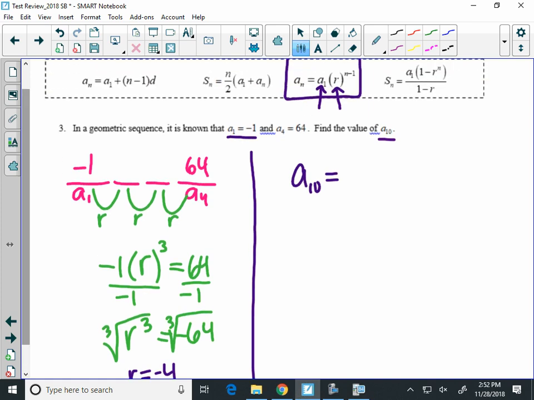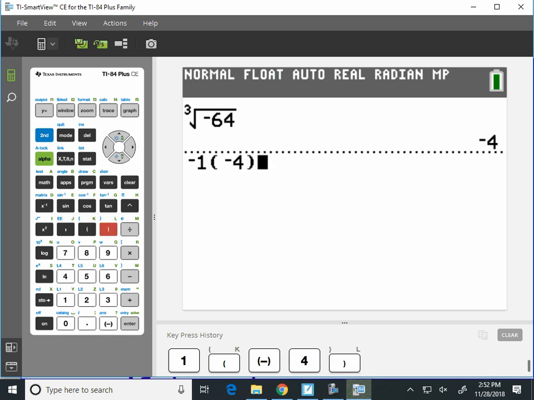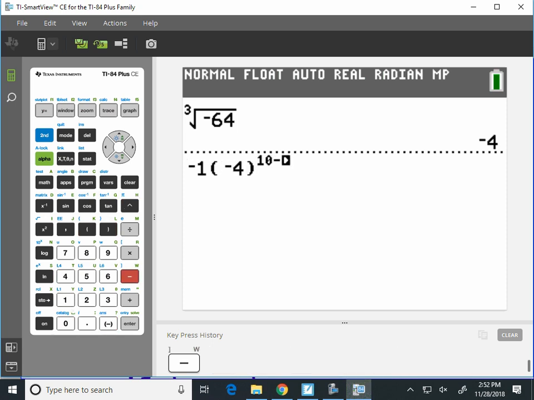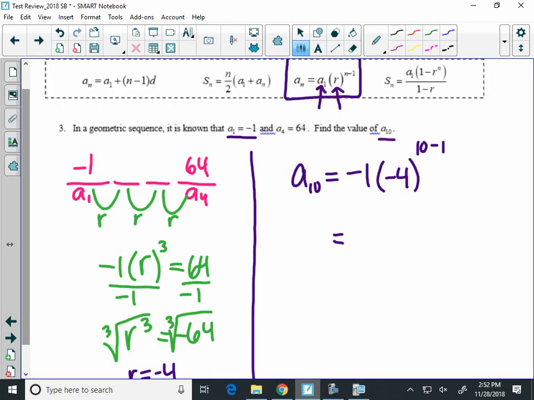Now that I know r is -4, I can find a sub 10. We're using this formula here. I know the first term is -1, r is -4, my n is 10, so I'll go to the 10 minus 1 power, and I'm going to type that into my calculator. -1 times -4 to the 10 minus 1, which is the 9th power, and you get 262,144.